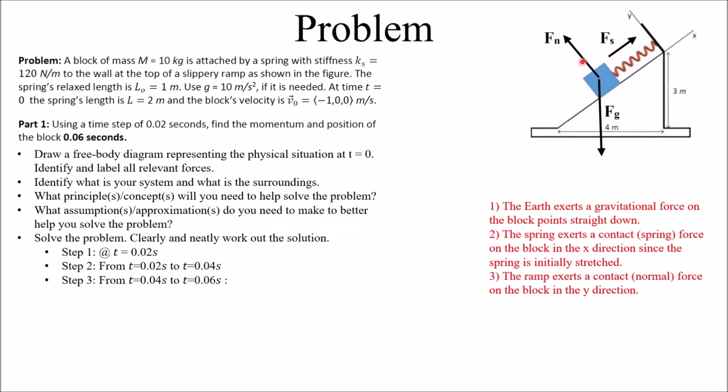And we have a normal force, which is going to be perpendicular to the surface. We have gravity, which is going to be straight down. And so what we can do now is look at what the system and the surroundings are going to be. The system is going to be our block, and the surroundings will just be pretty much everything else. So the earth, for that gravity, we have the spring, and we have the ramp providing that normal force.